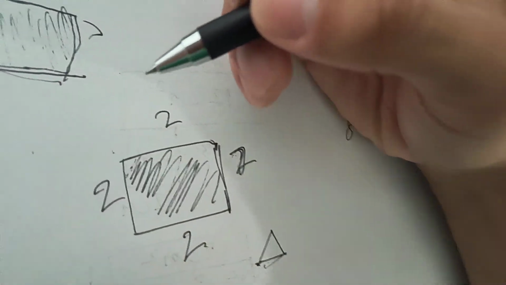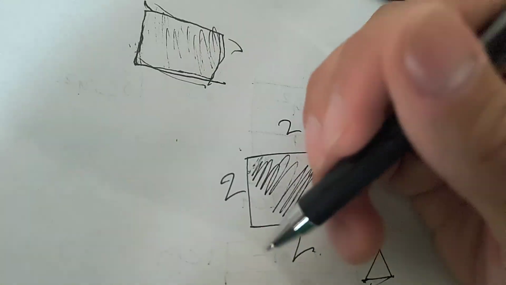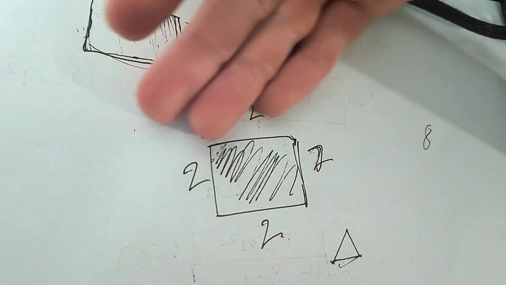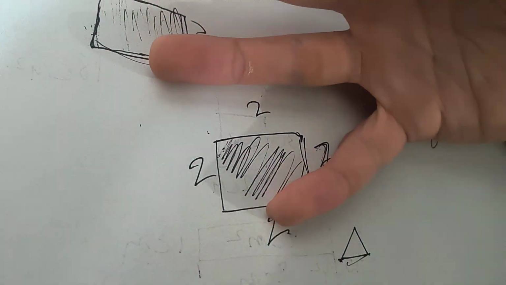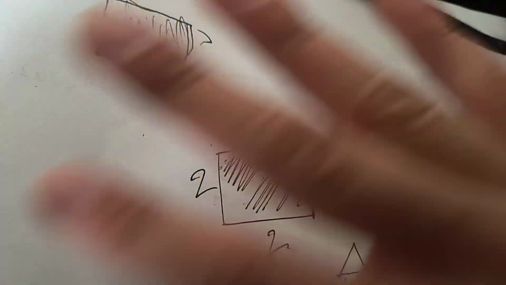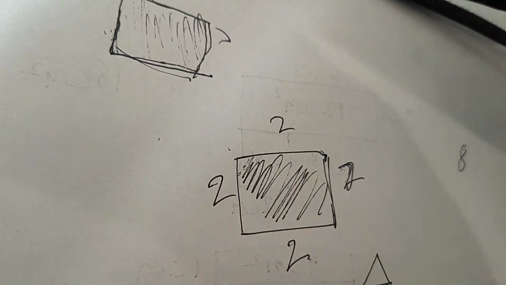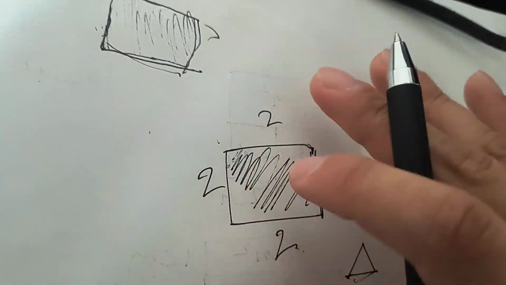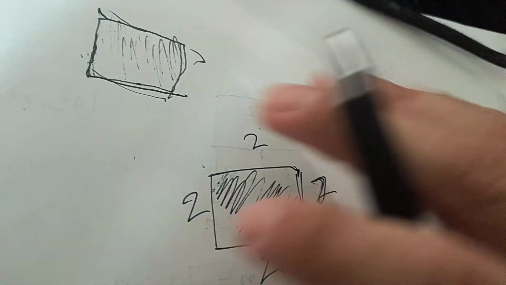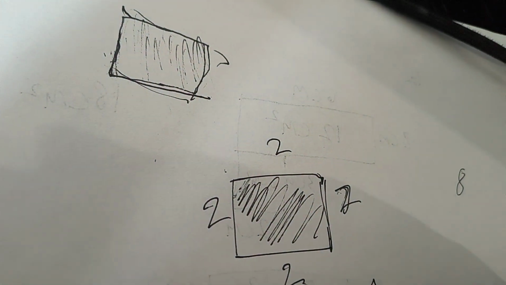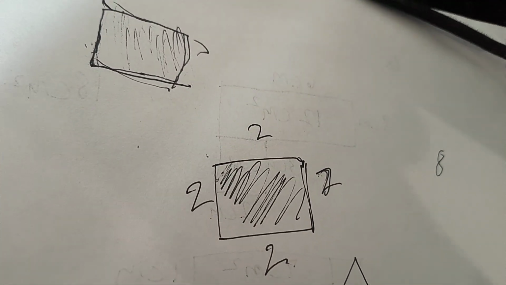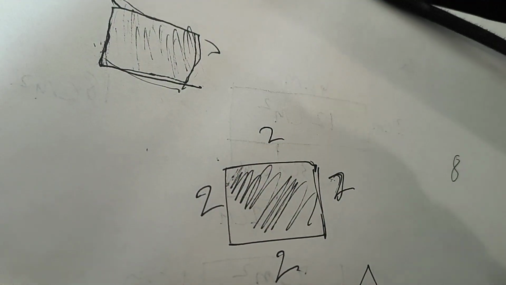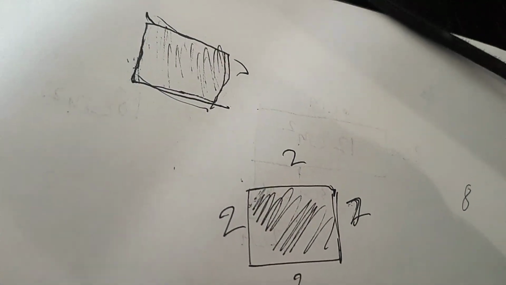So the perimeter you use to calculate whenever you're trying to find the length of the outside of a shape. And the area you use to calculate on the inside of a shape. If you need to find the inside of a shape, how much does it cover, then you would use the area. If you need to just find out how long all the sides are, then you'd find the perimeter.